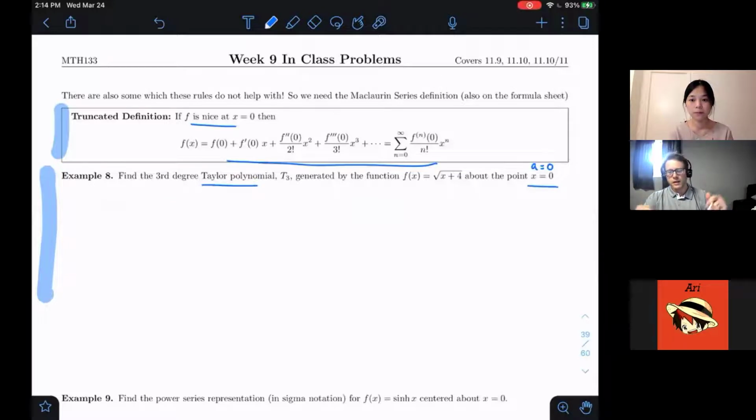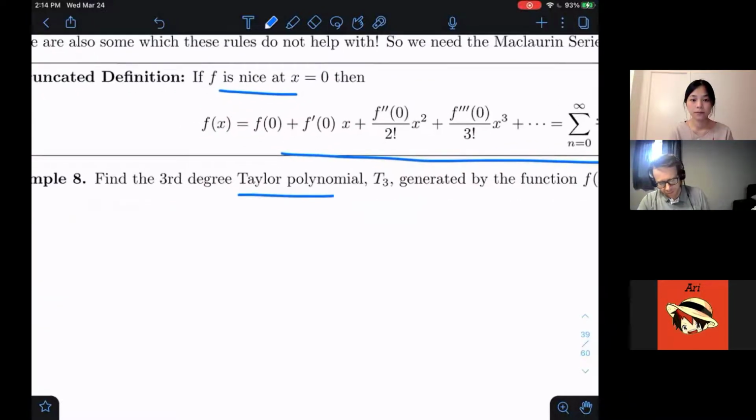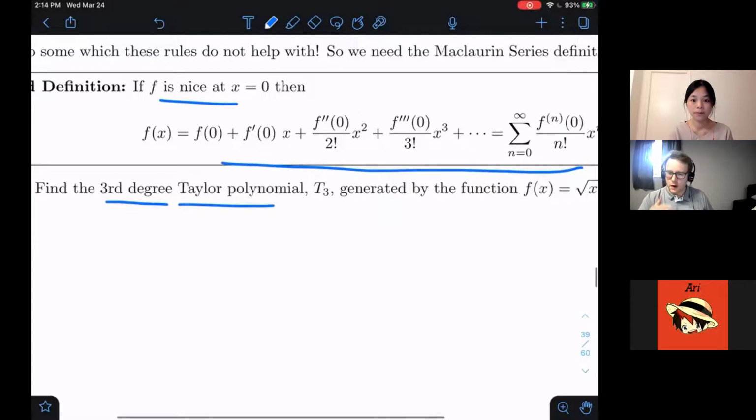So, okay, in this case, if we would like the Taylor polynomial of degree 3, notice we're going to need quite a few derivatives. We're going to need all of this stuff right here.